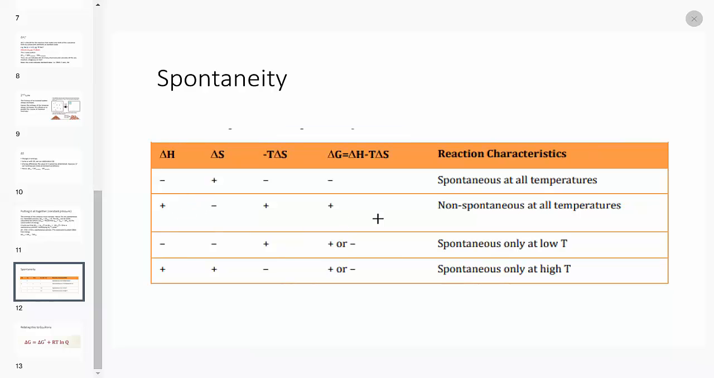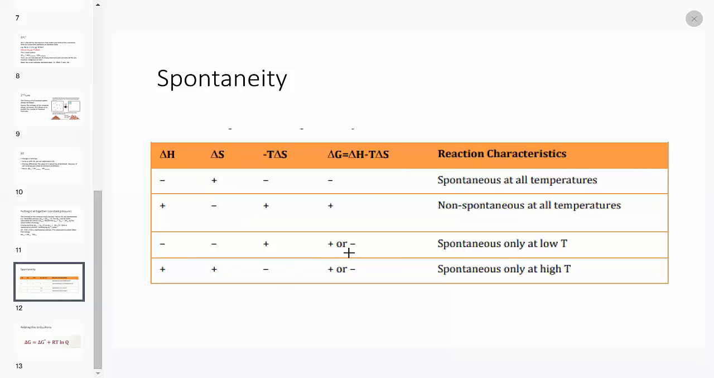But here we have non-spontaneous processes. We have positive delta H and a negative delta S. These will always be non-spontaneous. For example, the formation of ozone from oxygen. So 3 molecules of oxygen go to 2 molecules of ozone. So we're decreasing the amount of gas particles. We're decreasing the disorder, so delta S is negative. And it's actually energetically unfavorable, so delta H is positive. Ozone is very unstable, and it's very unfavorable to form ozone.